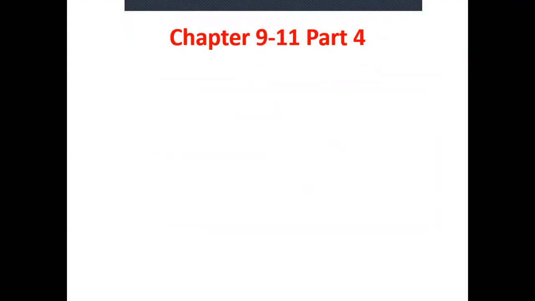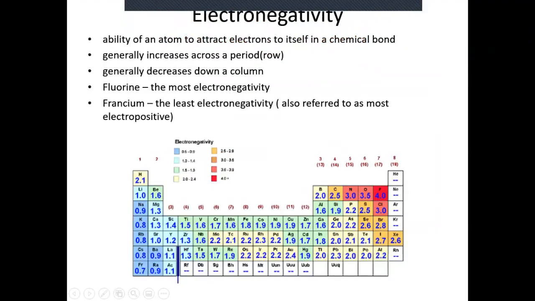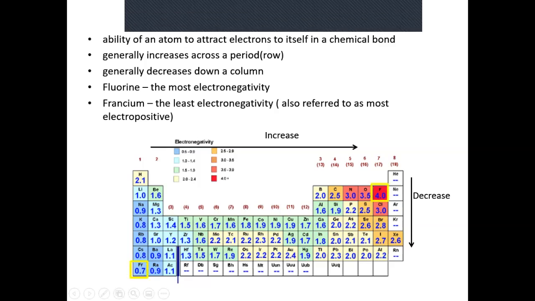So this is part 4 in this lecture series on Lewis structures, and we have to introduce one more periodic trend, which is called electronegativity. Electronegativity is the ability of an atom to attract electrons to itself in a chemical bond. As you go from left to right, it increases. So nonmetals have a better tendency to pull electrons towards them versus metals, and it decreases down a group. So fluorine is the most electronegative element on the periodic table.